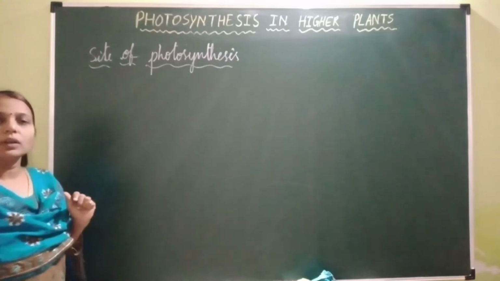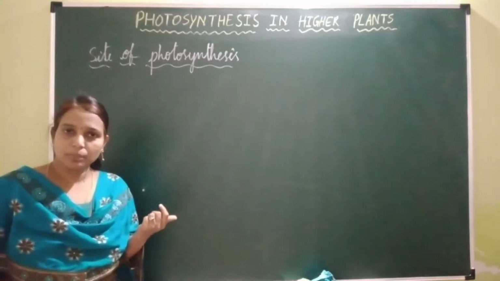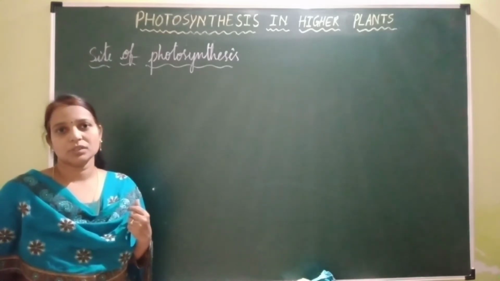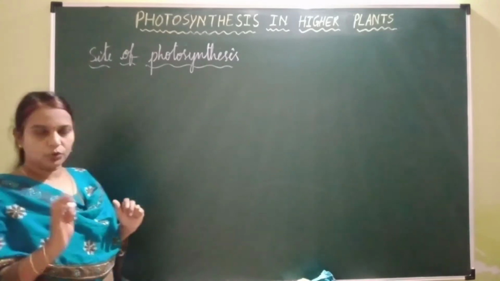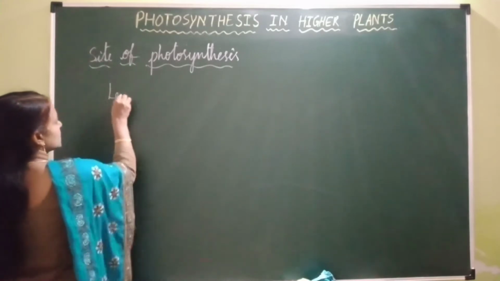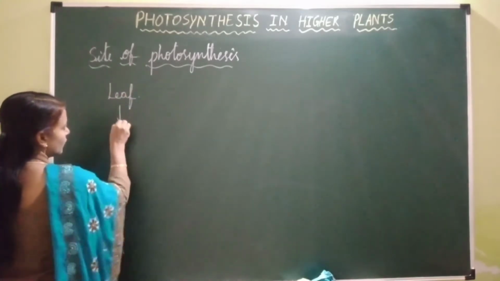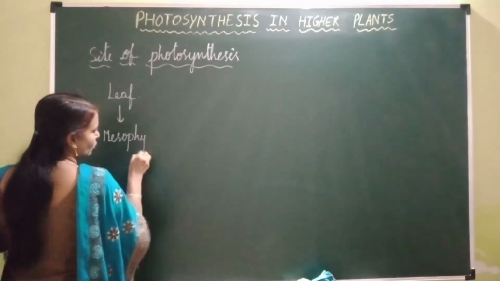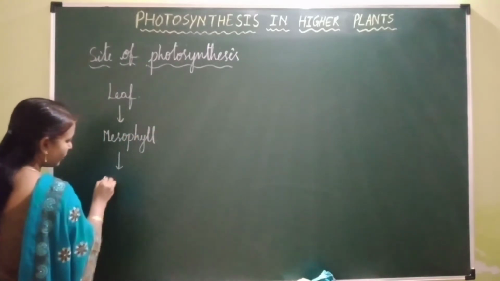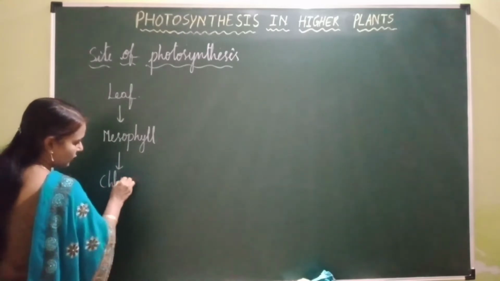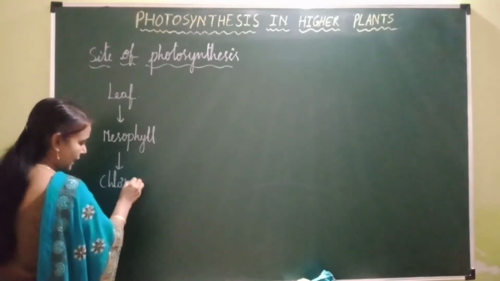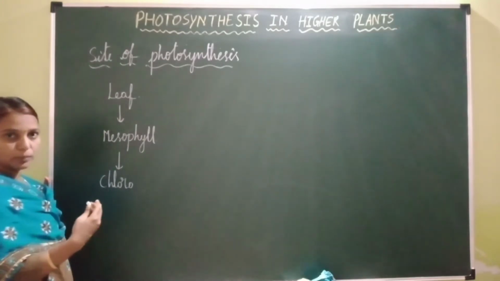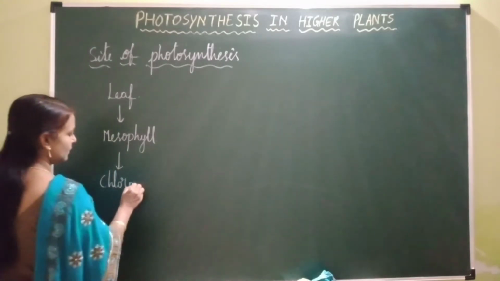Actually, all green parts of the plants are involved in performing photosynthesis, but leaves are the main sites of photosynthesis. Leaves are the main organs of photosynthesis, and a leaf consists of mesophyll cells. In these mesophyll cells, chloroplasts are present, and the number of chloroplasts in one mesophyll cell is larger than the number of chloroplasts present in all other green parts of the plant.